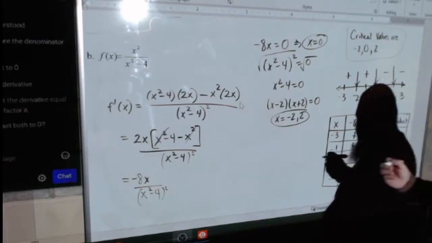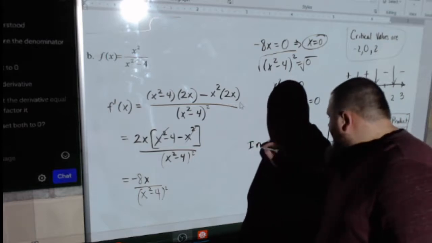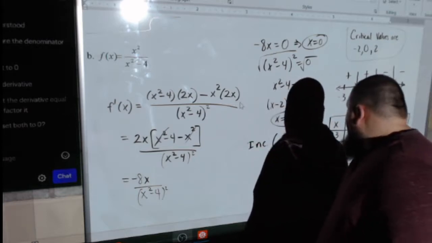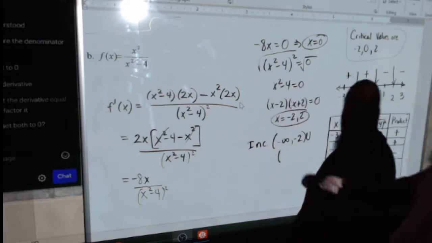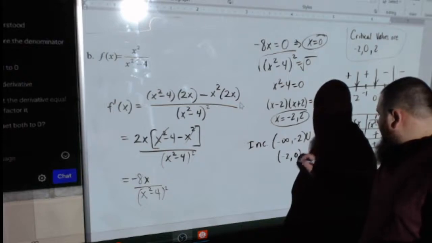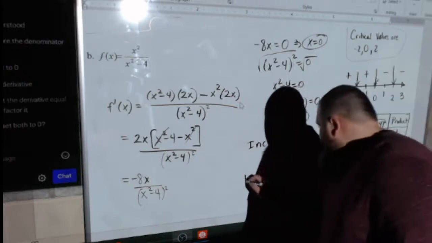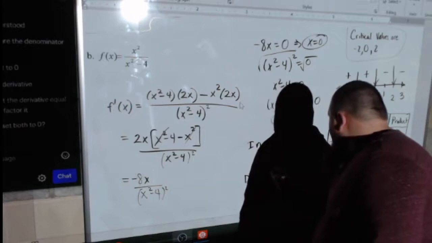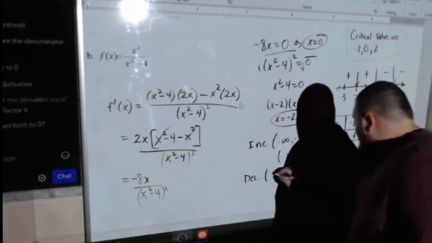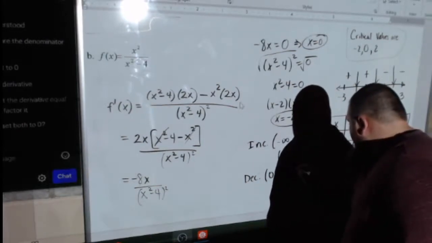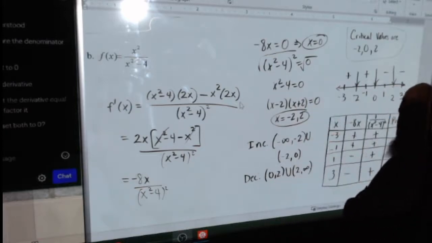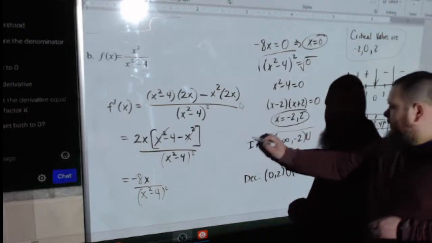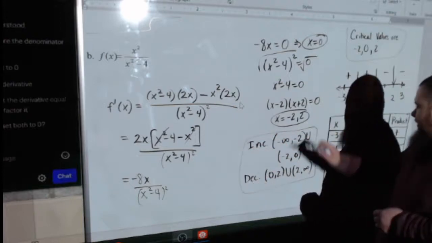So I have to write increasing minus infinity to -2 and -2 to 0. Then I would put decreasing from 0 to 2 and 2 to infinity. So that is what I was trying to get to.